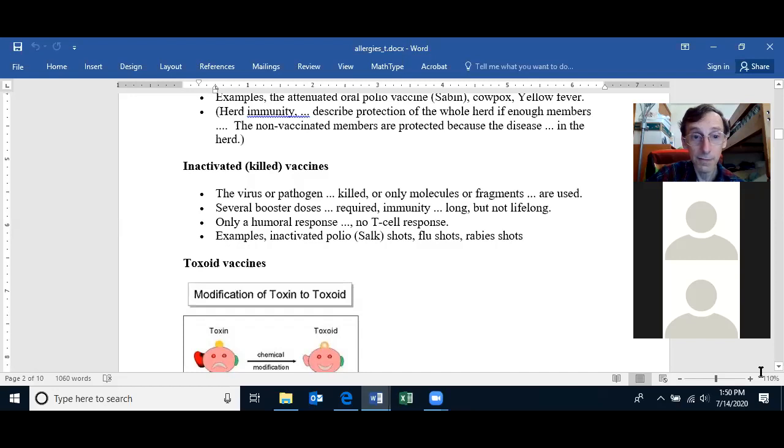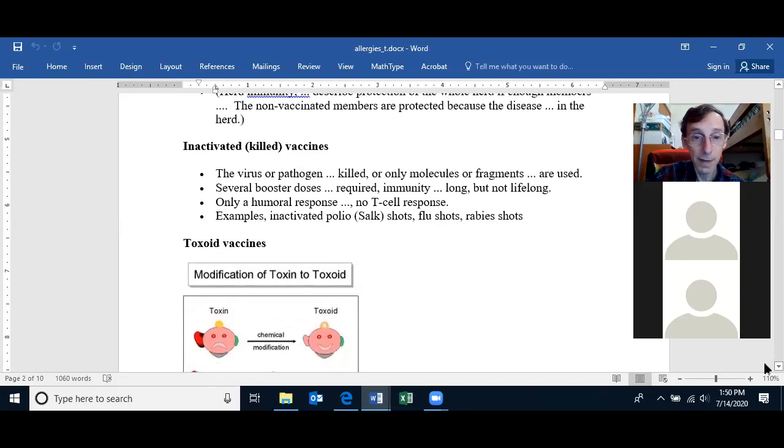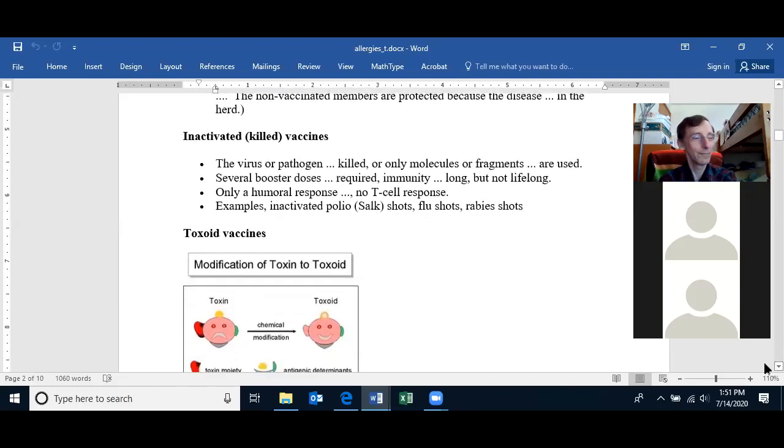Some examples of an inactivated killed vaccine are the Salk inactivated polio shot, flu shots, and rabies shots. What do you notice about the naming of inactivated killed vaccines? Come on, we're not moving forward. Someone's got to guess. What do you notice about the names of an inactivated vaccine?